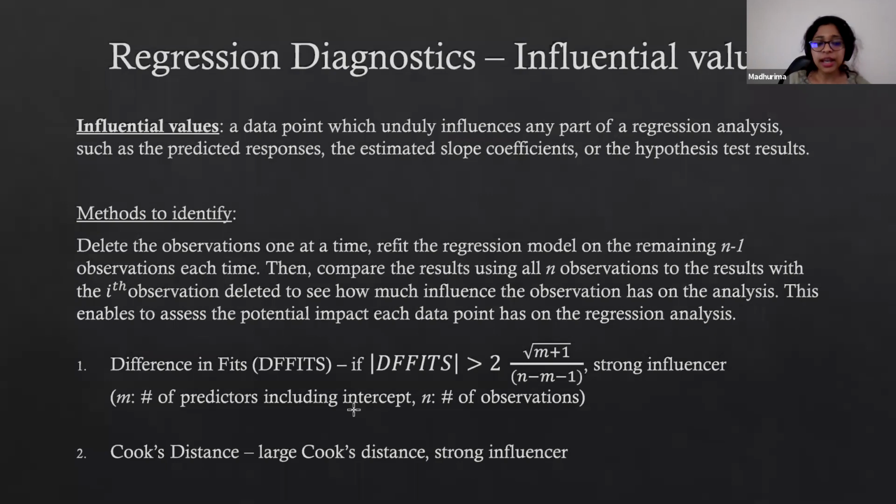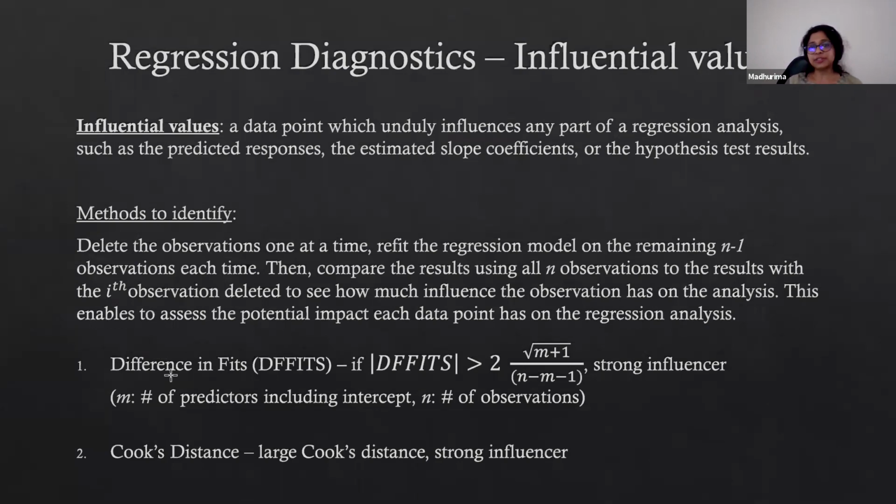Both these DF fits and Cook distance work on the same principle, and that is you delete one observation at a time and then refit the regression model with that observation subtracted from your n data points, and then compare the results with the original where you had all the n observations and see how much that data point has influenced your analysis, and do it for all the n. So this is what Cook distance and DF fits do.